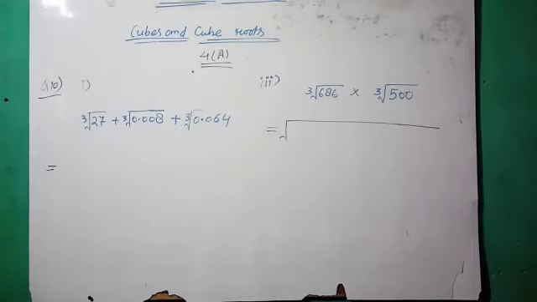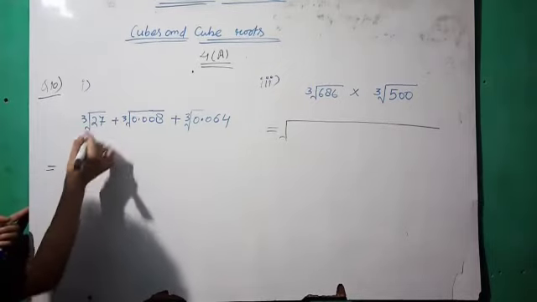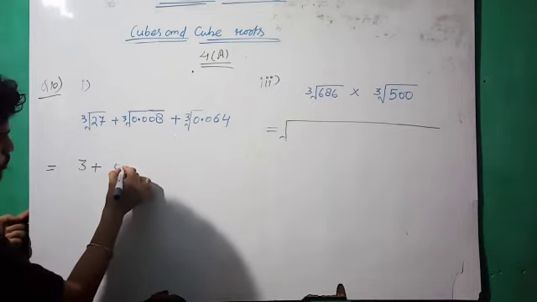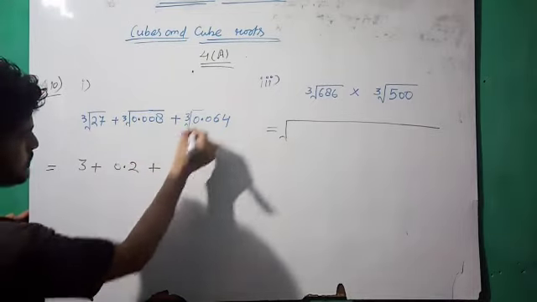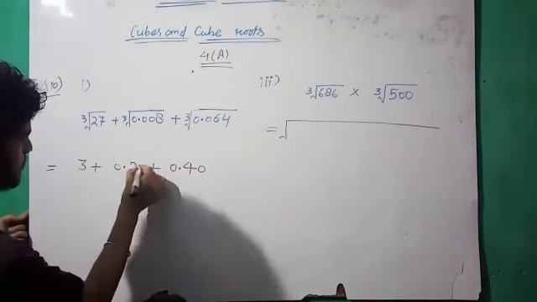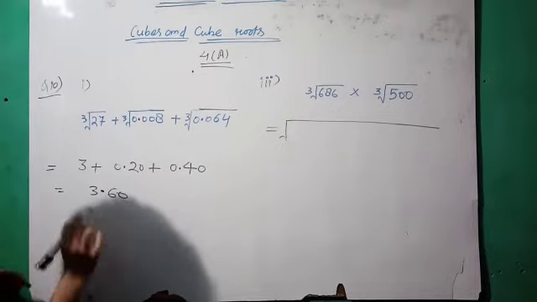Now we have two more questions. Question number 10, first part and third part. The second part is your homework. The cube root of 27 is written as 3. For 0.008, it is 0.2. Then the last one is 64, then it is 0.4. We have written it as 3 plus 0.6, so this is 3.6. The answer is this.